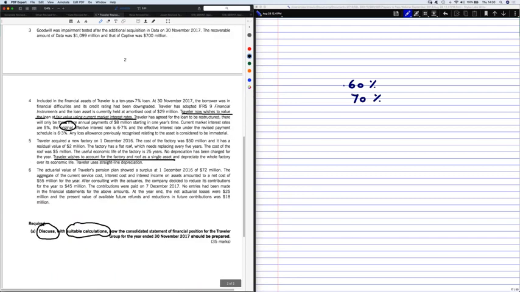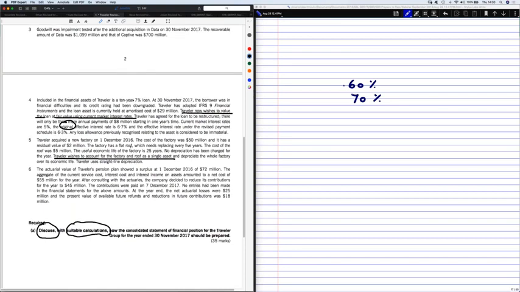The aggregate of the current service cost, interest cost and interest income on assets amounted to a net cost of 55 million. So that is effectively a charge to retained earnings. After consulting with the actuaries, the company decided to reduce its contributions for the year to 45 million. The contributions were paid on the 7th of December 2017. No entries have been made in the financial statements.